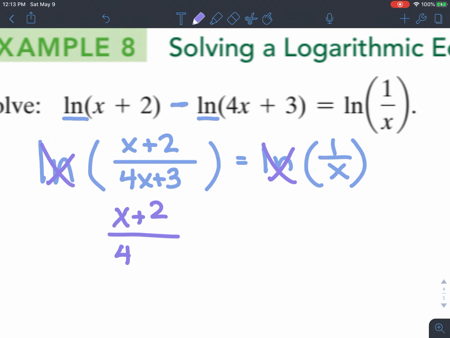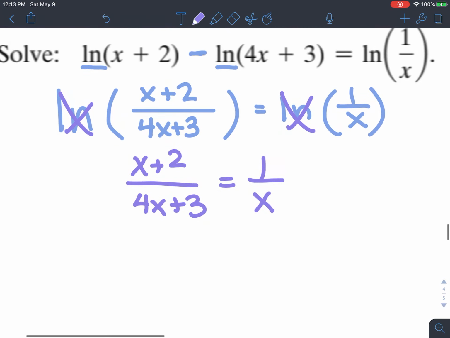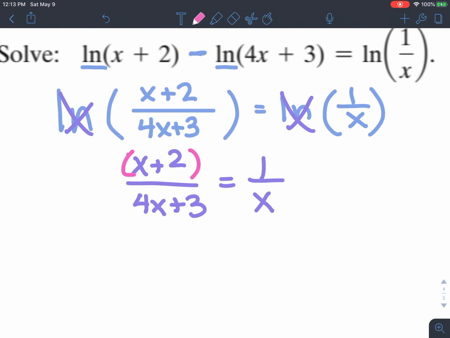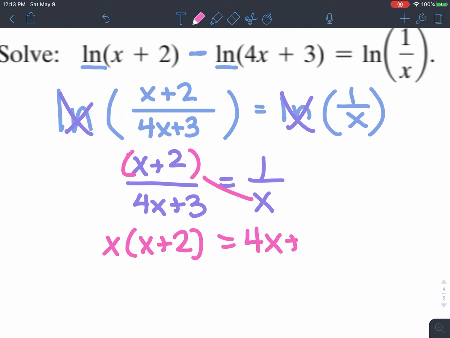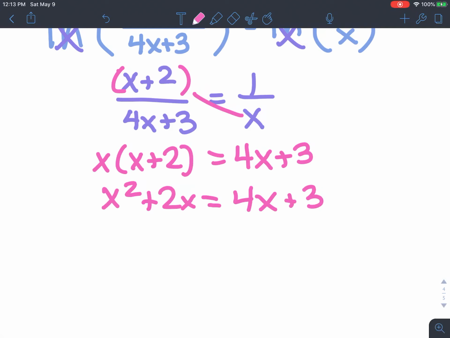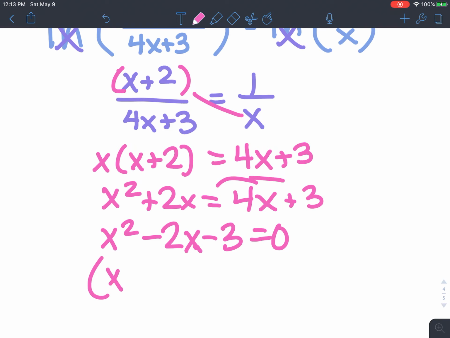x plus 2 over 4x plus 3 equals 1 over x. Now this could be a daunting task in and of itself, but what I would do is cross multiply. So I would say x times x plus 2 equals 1 times 4x plus 3. Distribute. It's a quadratic again, so I'm going to move these over. So that'll be minus 2x minus 3.